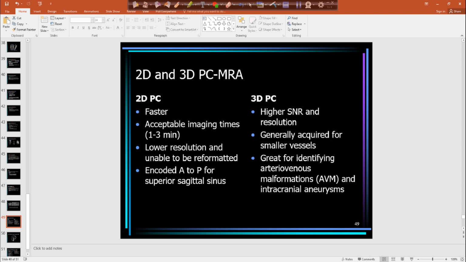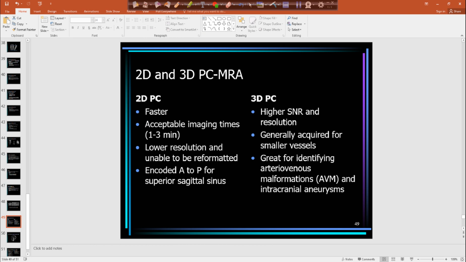So here's just a breakdown between 2D and 3D PC. 2D is a little bit faster, with acceptable imaging times of 1 to 3 minutes. Even though 3D gives us really good background suppression, if we choose a 3D PC, sometimes the patient moves, and that can degrade our image quality.